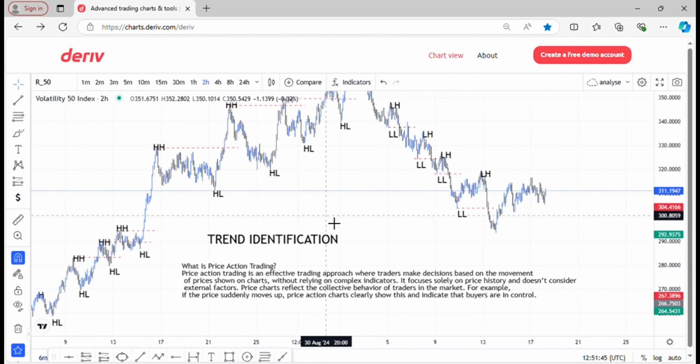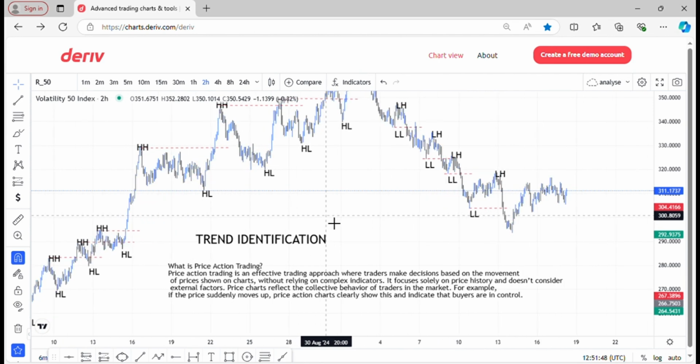Yeah, today we're talking about trend identification. Last time I put out my strategy, so now I want to teach you the process of how I take my trade, the whole process and everything. First of all, when I enter the market, what comes to my mind is trend identification: what's happening in the market?